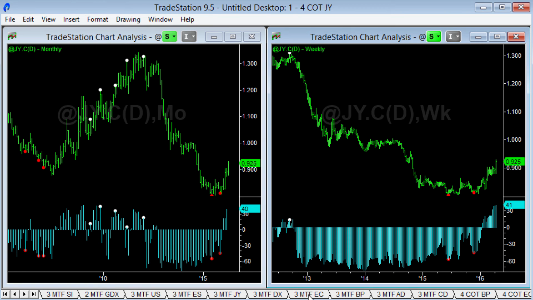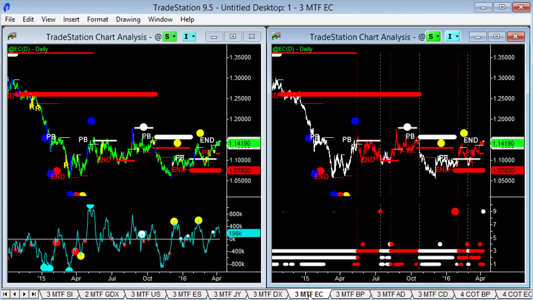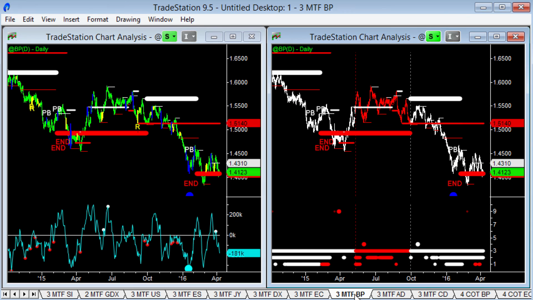So on the multiple time frame charts, you can see the strength in the euro, and the commitment of traders is starting to come around. You can see the weakness in the pound, and the commitment of traders has not started to come around, so it's not showing any strength in the pound. So there's nothing kind of going on there.